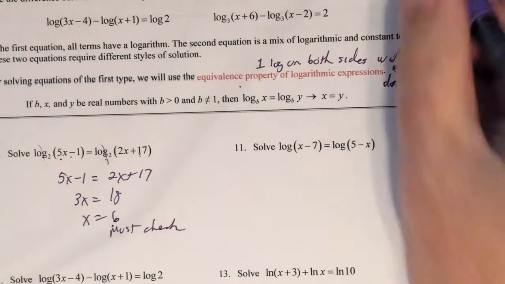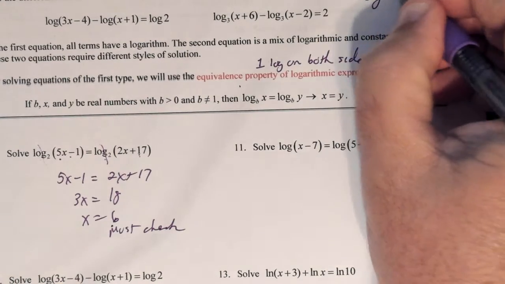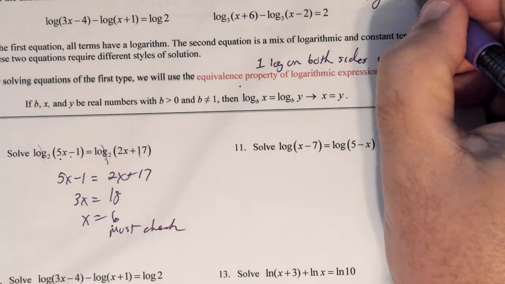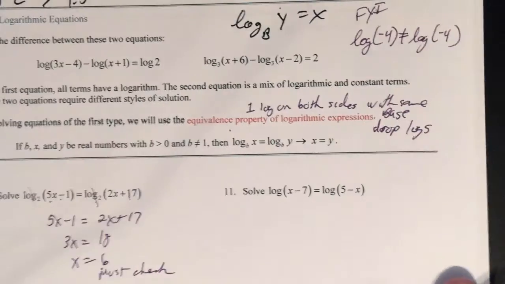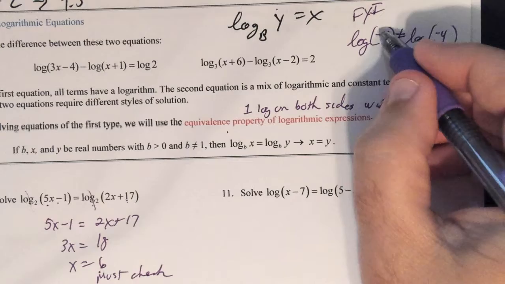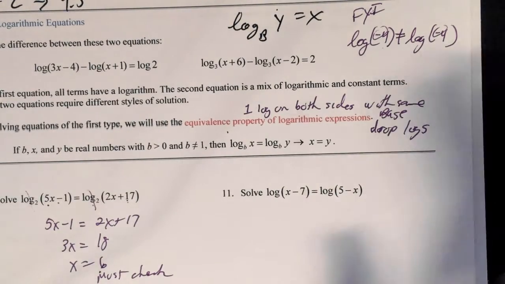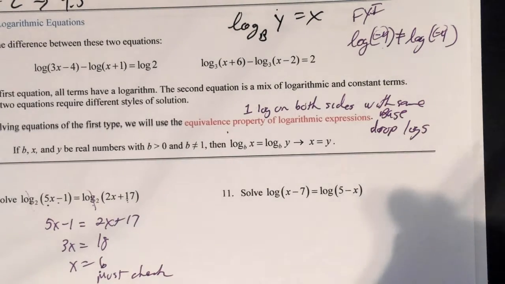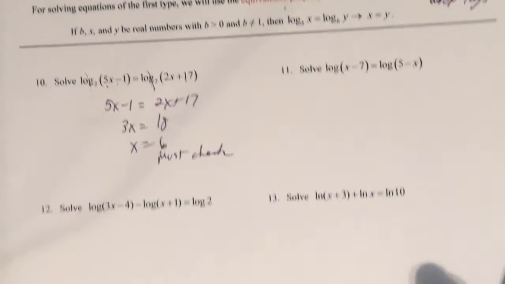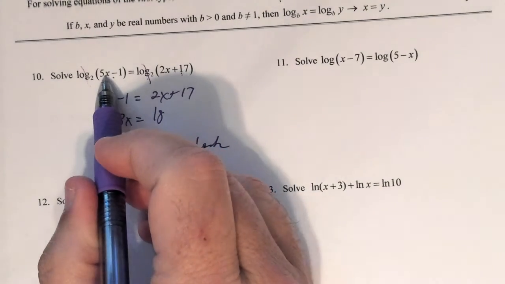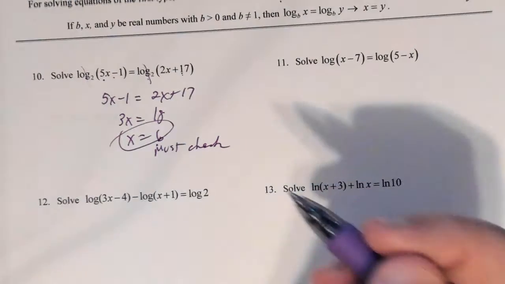FYI, the log of negative 4 is not equal to the log of negative 4. That is not possible. These are not allowed to be negative. The log of 4 is equal to the log of 4. That's true, but the log of negative 4 cannot be equal to the log of negative 4 because you cannot have a negative in that value. So when I check 6, well, that's 30 minus 1, that's positive, and you just really got to make sure it's positive. So this does work.